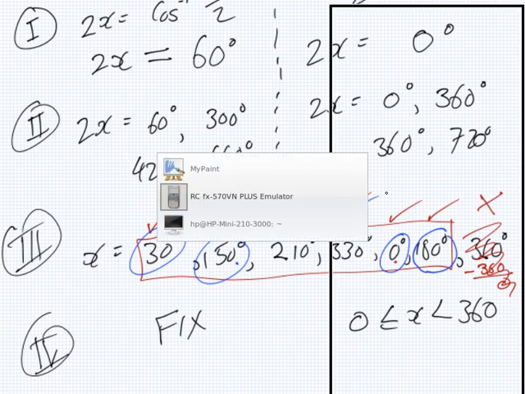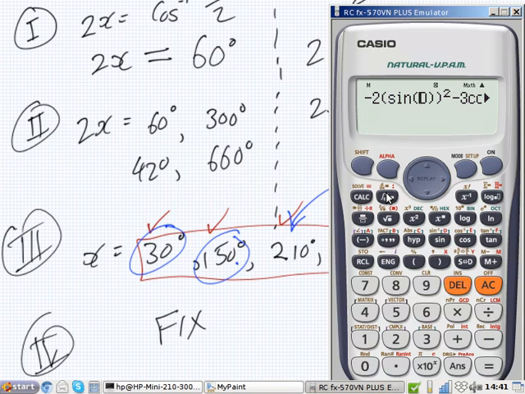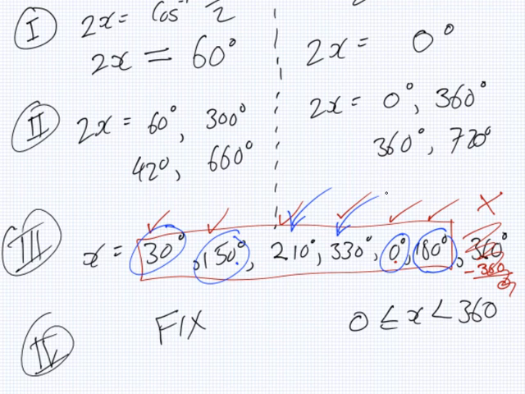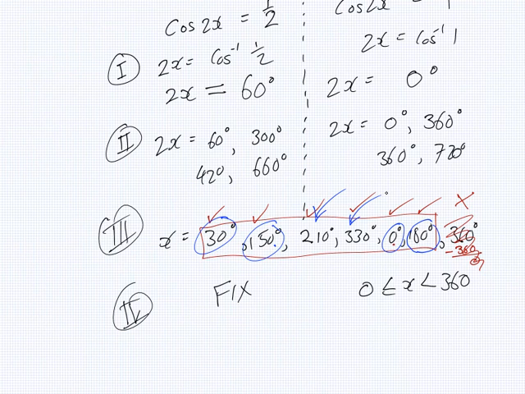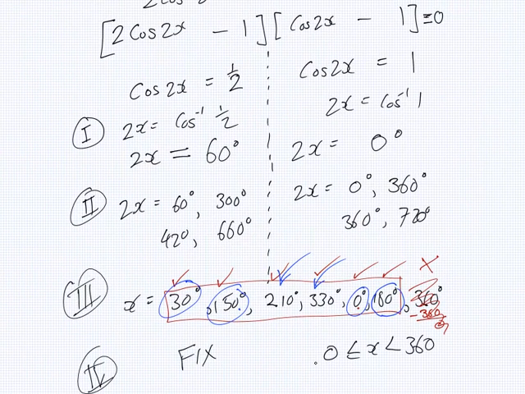Let's check 330. So that will be 660, and this will be 660, and we should get 0. Yes. So I have all the possible answers now for sure. Can you see it? This in the red box here. 1, 2, 3, 4, 5, 6 answers. Well, there's 8 answers, but 2 of them are the same.